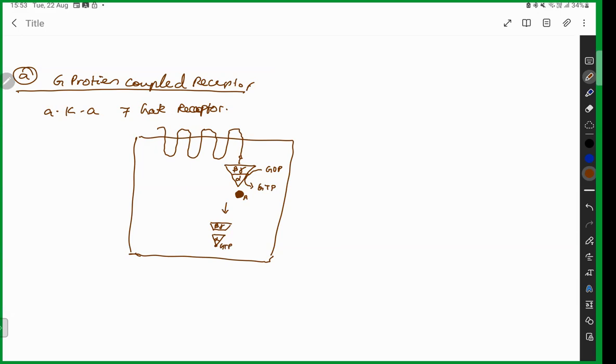It can act on 2 enzymes. So, அதுதான் நம்ம இப்ப பார்க்க போறோம். Number 1, it can act on phospholipase C, PLC. இந்த phospholipase C என்ன பண்ணும்னா, it converts PIP2, phosphoinositol diphosphate, to inositol triphosphate and diacyl glycerol.